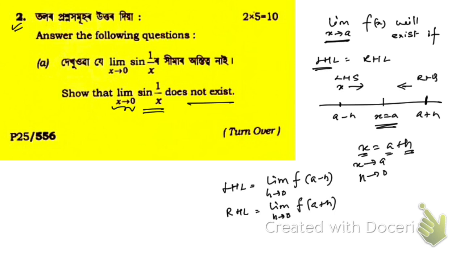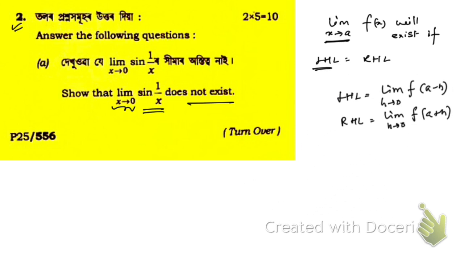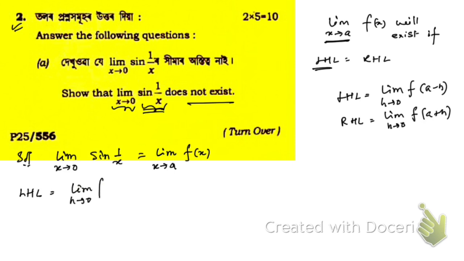Now let me clean these things and write these two conditions here. So if you consider this, limit x tends to 0, here 0 is to be considered as a, sine of 1 by x. Let me compare this one with x tends to a f of x. Then the left hand limit will be equal to limit h tends to 0 f of a minus h. Here a should be considered as 0, so instead of a, we're going to put 0 minus h, f of 0 minus h.